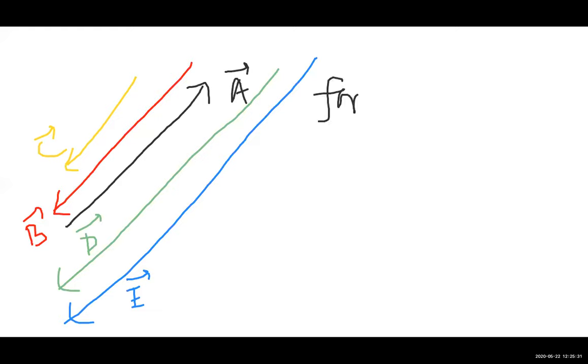So for B, k is equal to minus 1. Magnitude same hai, aur direction opposite. For C, k is less than minus 1 or greater than minus 1? Less than minus 1 or greater than minus 1?